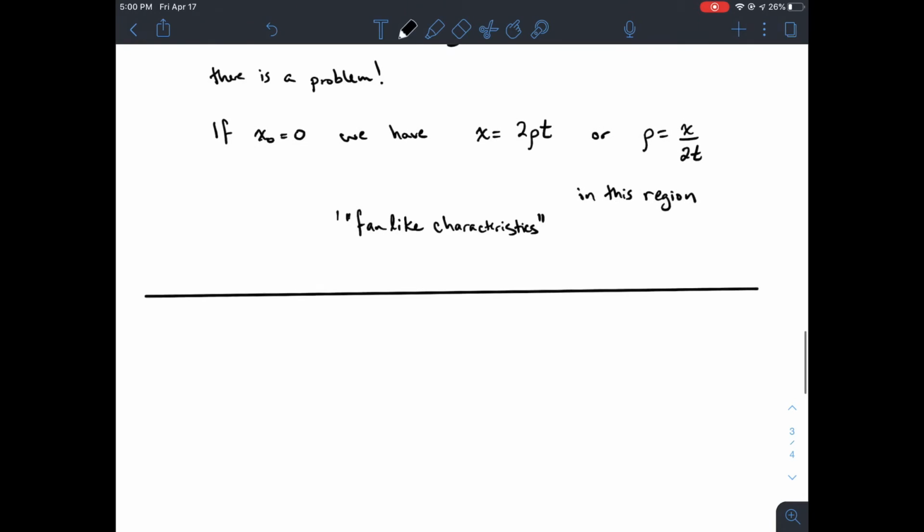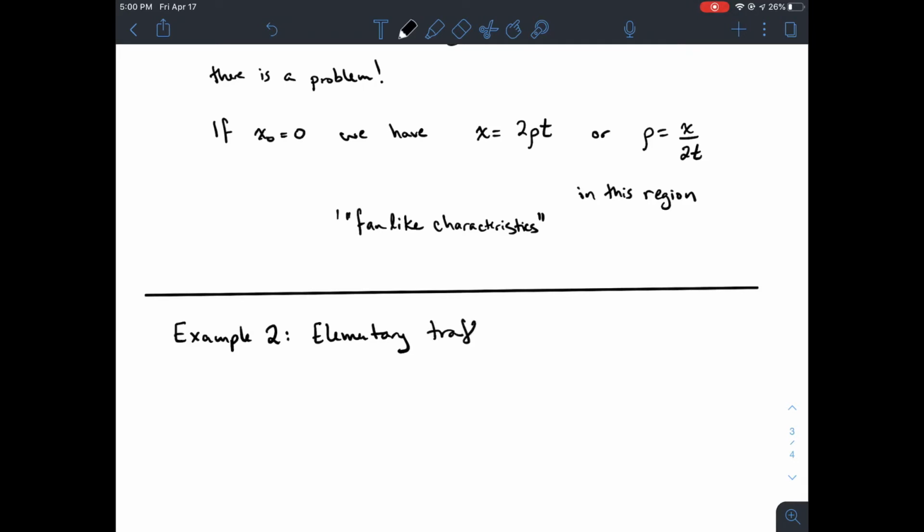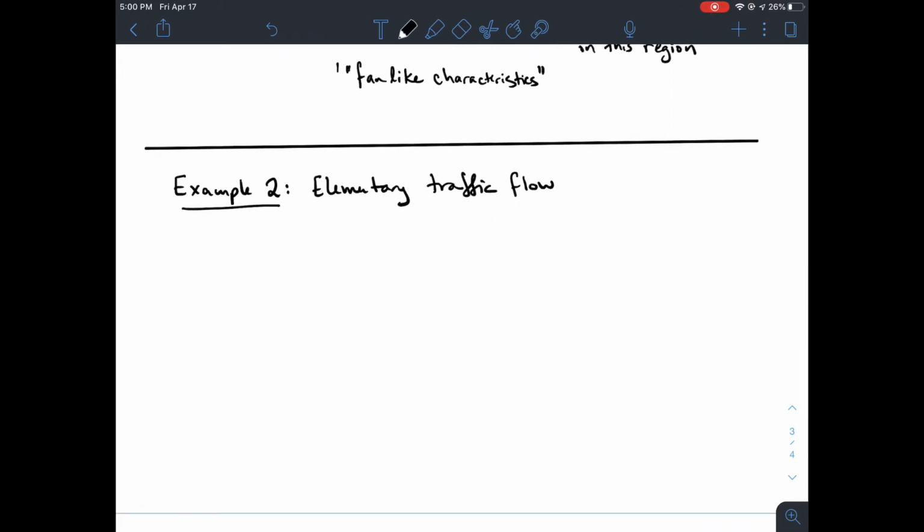So next we're going to go on to the second example, which is the elementary traffic flow problem. So if you remember, we had figured out what that c of rho was under the elementary traffic flow assumptions in the previous video. Okay? And what we're going to do with this one is we're going to take an initial condition which models a red light turning green. Okay? So first of all, we had the assumptions as we had set them up before.